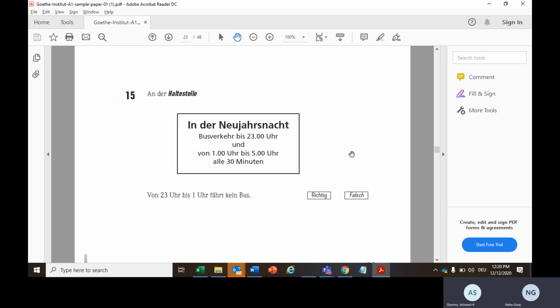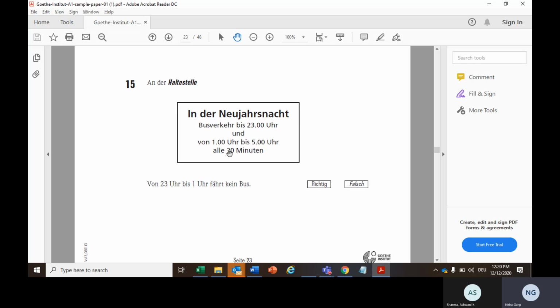Bus fährt bis 23 Uhr und von 1 Uhr bis 5 Uhr alle 30 Minuten. Read the number again. Alle 30 Minuten. Minutes.